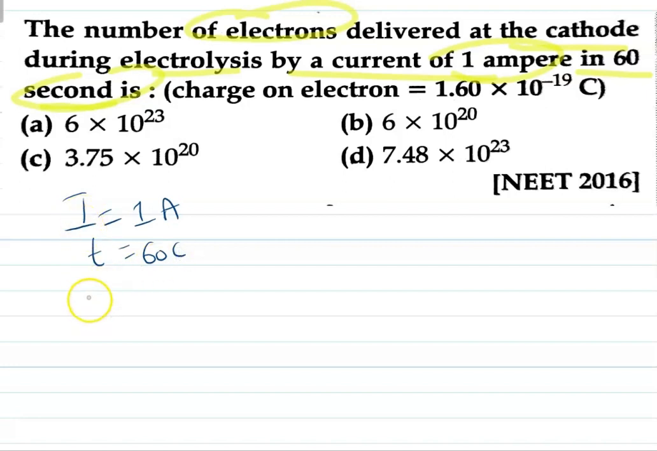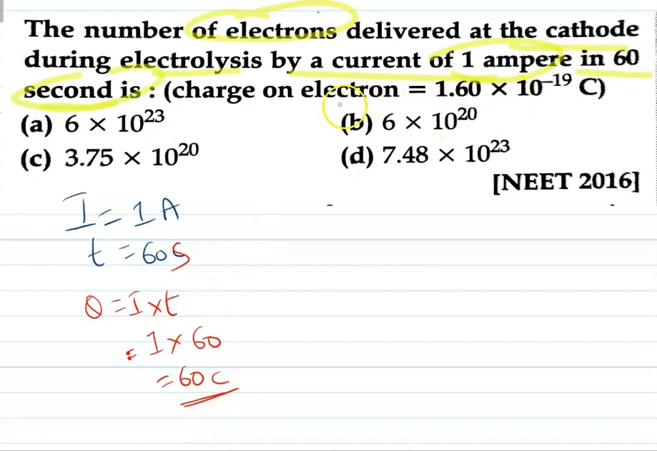Once you are given I and T, you can guess that you can get Q here. That is Q is equal to I into T. Charge is equal to current in amperes into time, that is 60 seconds, right? So 1 into 60 is equal to 60. So this is in coulombs. You will get your answer in coulombs. How many coulombs is there? 60 coulombs of charge is being passed.